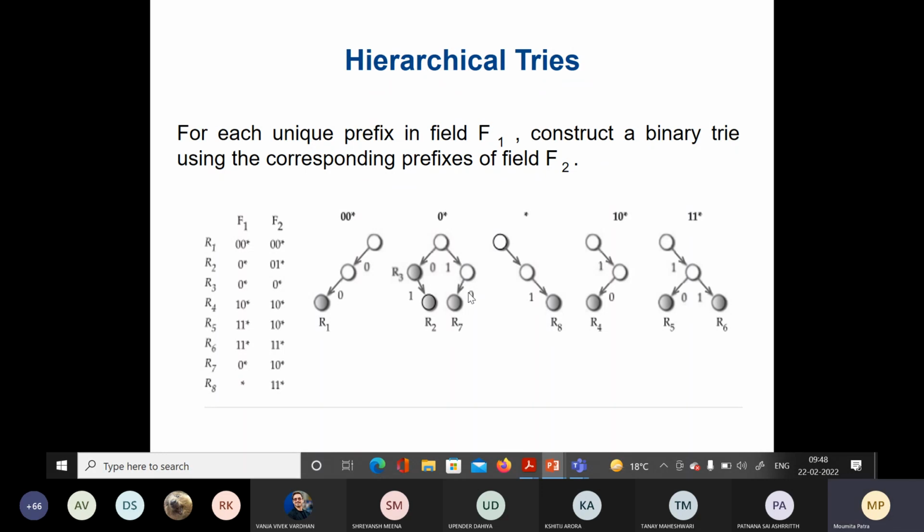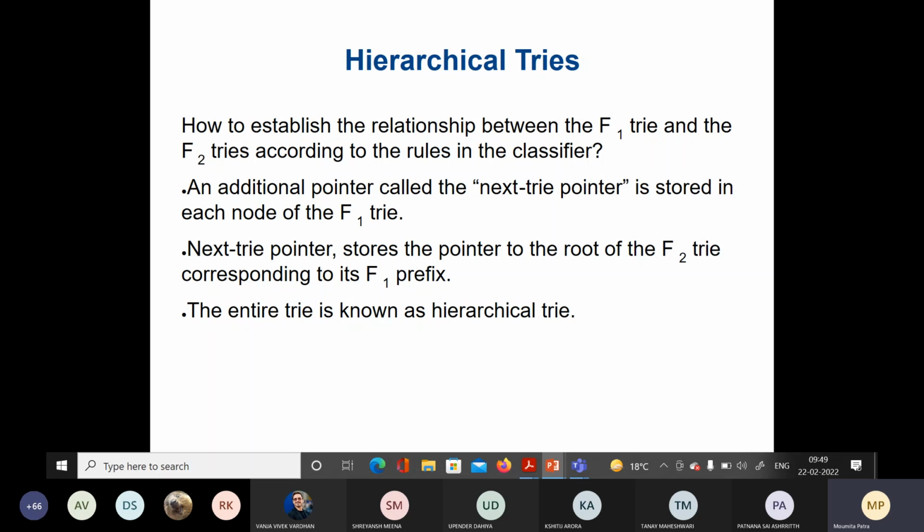Now what am I supposed to do with the corresponding F2 field values and F1 field values? There has to be some kind of connection between the two. Only then will I be able to first check the F1 field value, and then see if it matches the F2 field value also. If it matches all of them, then we say it is a match, or the best match. So we have got the F1 trie, and now we have got the F2 trie. How do we establish the relationship between the F1 trie and the F2 trie according to the rules in the classifier?